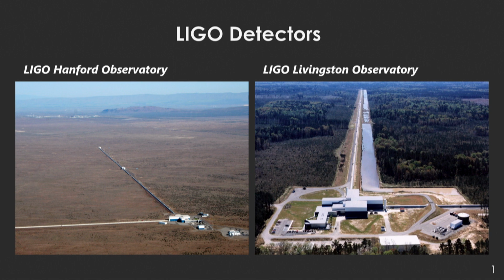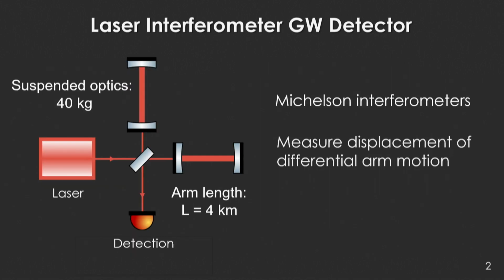gets expanded or squashed. Which means if we build a very sensitive interferometer, it can measure the difference of the two arms, and also the position of the mirrors, and at the same time it will tell us, okay, the gravitational waves are here.